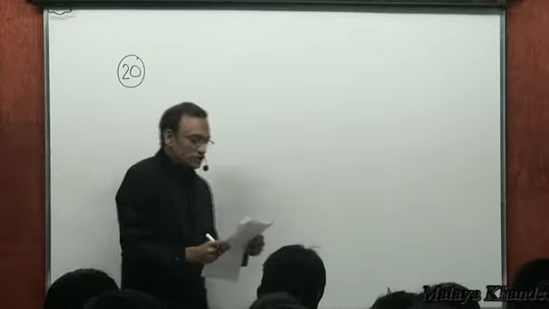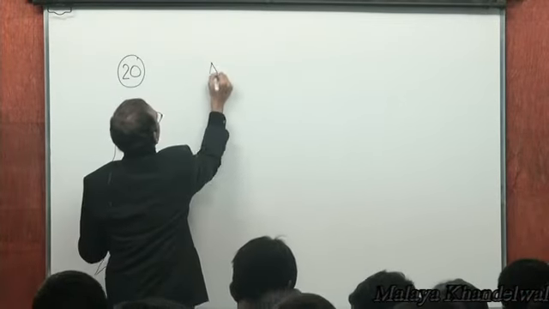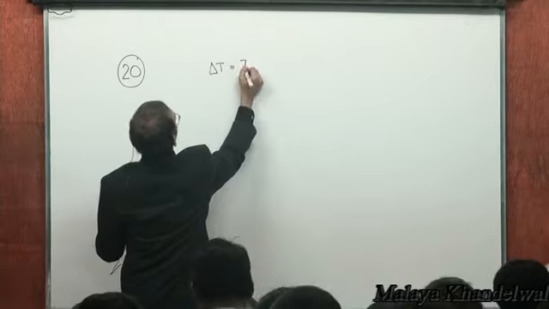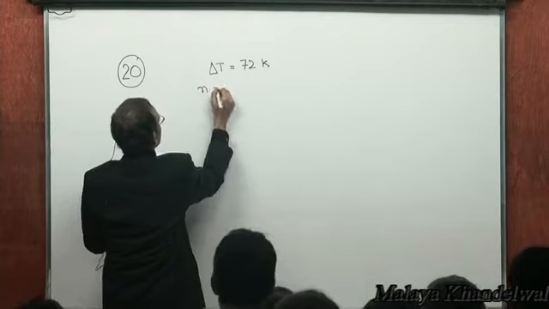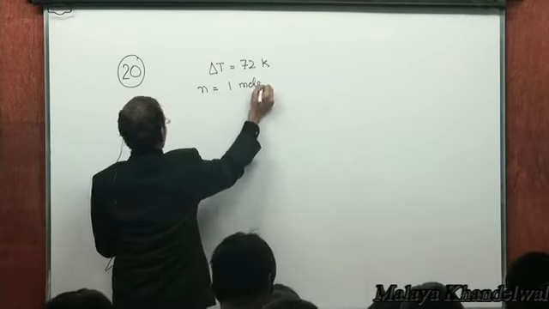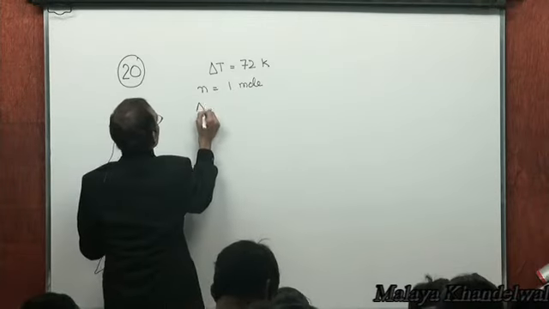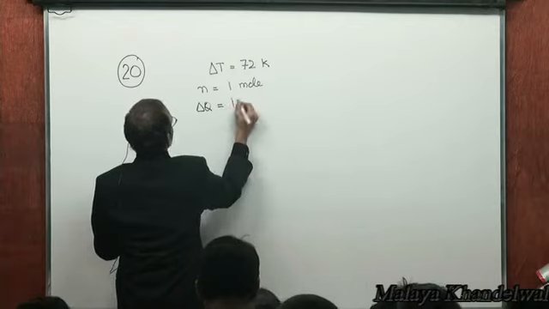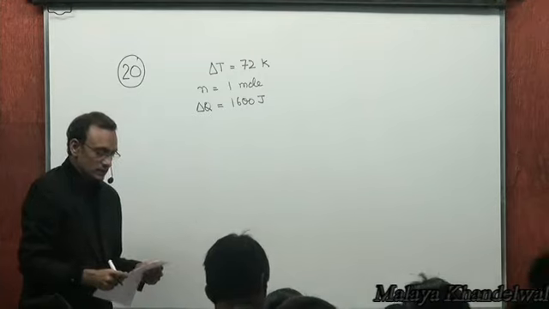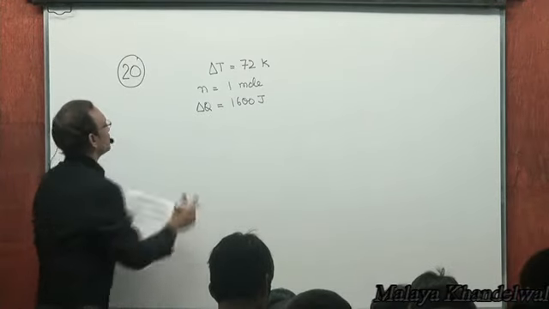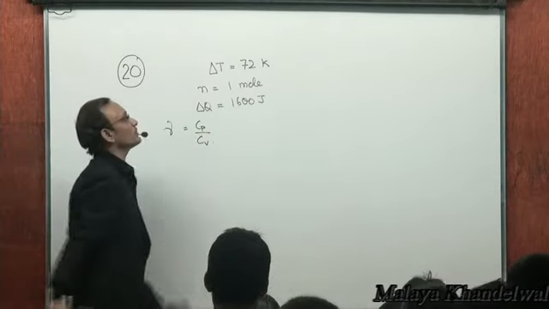As a result of isobaric heating, constant pressure, the change in temperature in a certain process is 72 Kelvin. 1 mole of a certain gas obtains an amount of heat delta Q equals 1600 joules. Find the work performed by the gas, the increment in the internal energy, and the value of gamma, which is Cp by Cv.